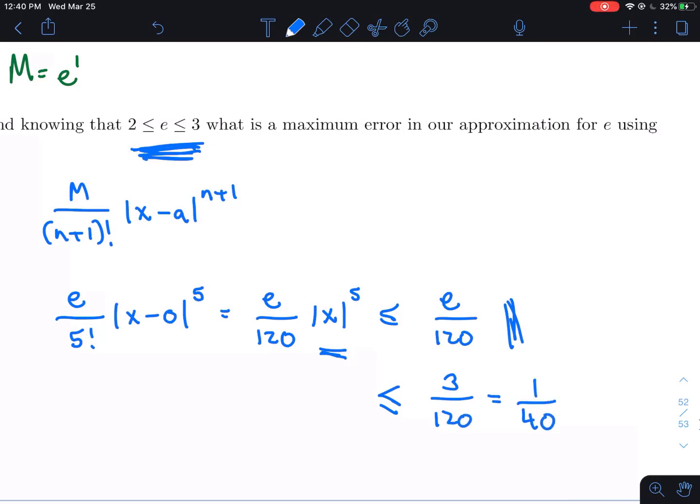being 1/40th. So remember, our actual approximation was off by really closer to 1/100th. That was actually a little bit less than that. So Taylor's inequality is not perfect, but notice we do not need to know a whole lot in order to confidently say that it is certainly off by at most 1/40th. So this is kind of what Taylor's inequality gets us.